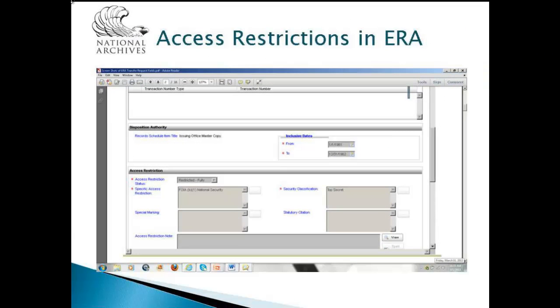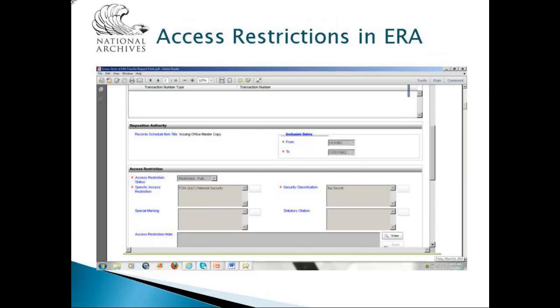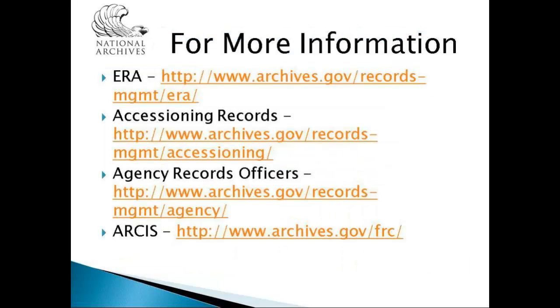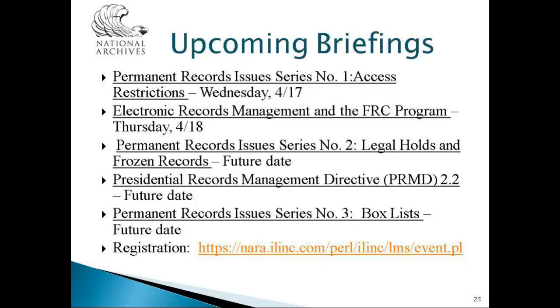But this is just to give you an idea of what will be happening when you get to ERA and the specific access restrictions involved there. So for more information, here are the links to ERA, to the accessioning records, agency record officers, and ARCIS itself, right? ARCIS is for the 135, for information for the Record Center. And for upcoming briefings, okay, I included ours in here. I didn't have to do that. I guess I didn't change it, right? But here's some of the other information here.